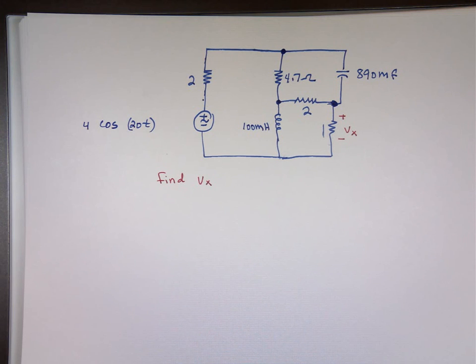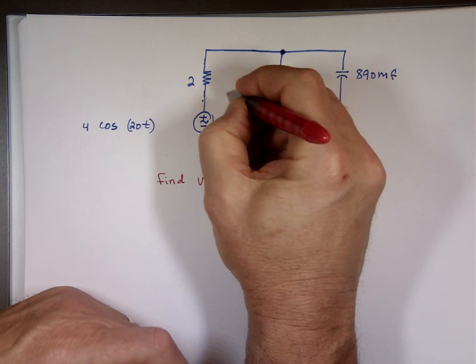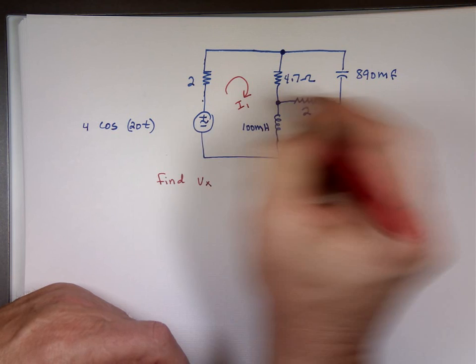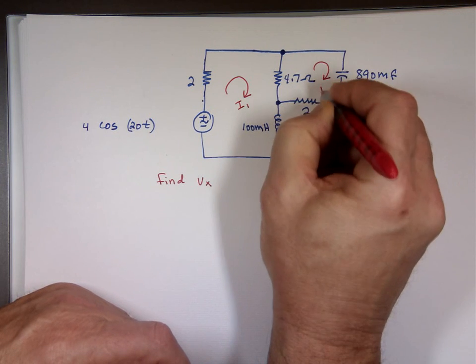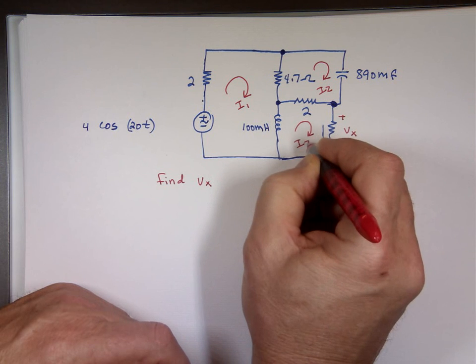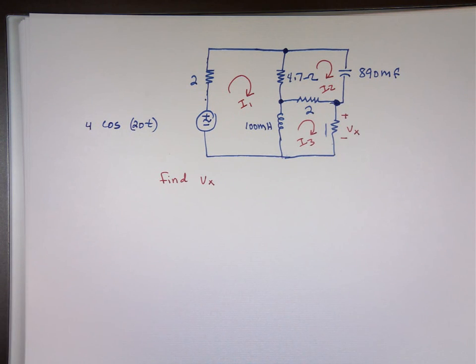If I do mesh equations, again, you can assign current anywhere you want to. I'll go clockwise. This is I1, I2, I3. How many unknowns? 3 again. So it really doesn't matter. I'll go with mesh just because we didn't do any of them yet.